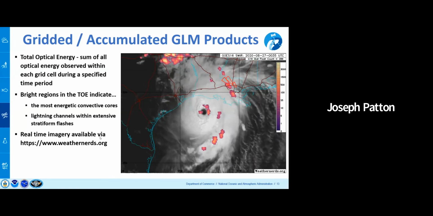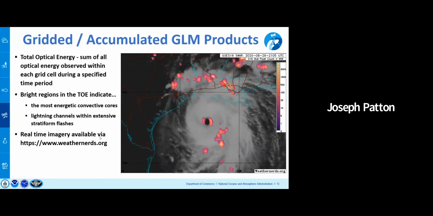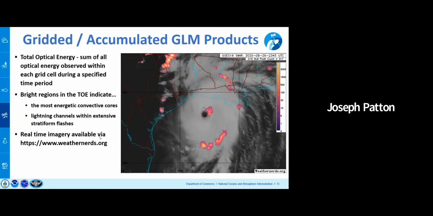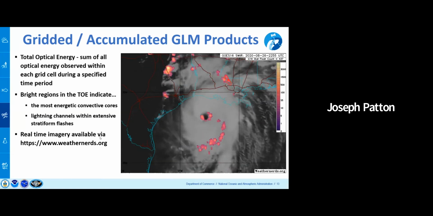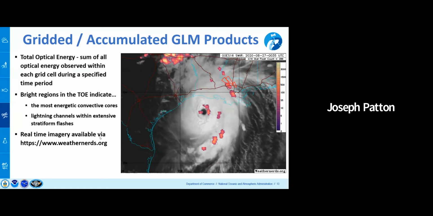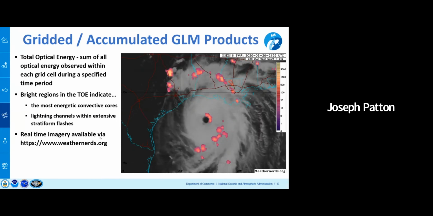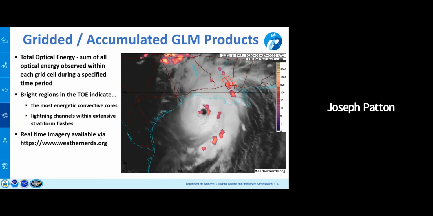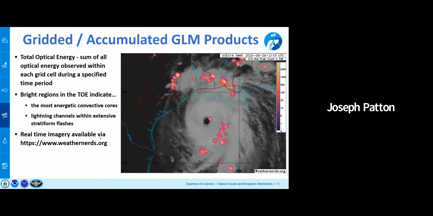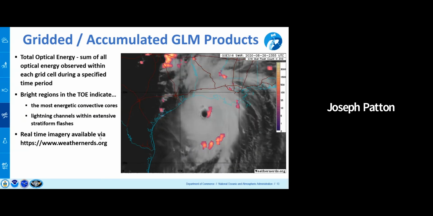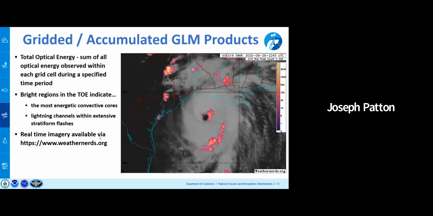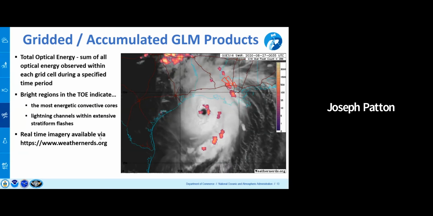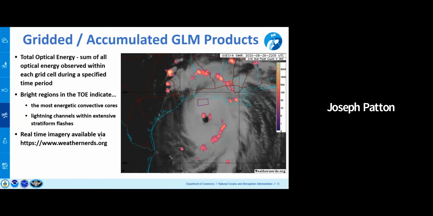So real-time TOE, or total optical energy imagery, is only available at the weathernerds.org website, and we'll get into how to access this imagery in a moment. But the image you're seeing on the right is an animation, I believe, from Hurricane Laura, and it shows the GOES 16 IR as well as the TOE from the GOES 16 GLM.